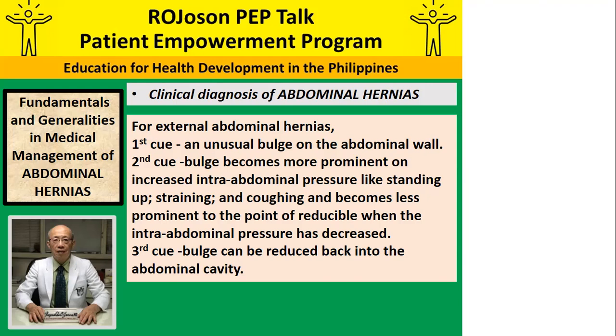The third cue, okay, which is very reliable: if the bulge is not painful and there are no other symptoms of inflammation, one can try to push it back into the abdominal wall, okay, through the abdomen. Now, if the bulge can be reduced back into the abdominal cavity, that's the third cue, the most reliable cue, that the bulge is a hernia and not a mass.